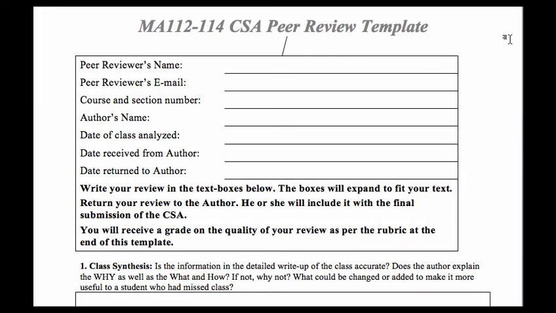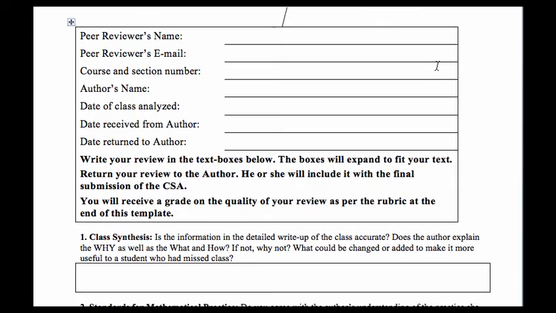Finally, as a peer reviewer, you will be using the CSA peer review template. This again is in Word format, and you will need to use that in order to provide thoughtful feedback to the author about how to improve their CSA. So again, at the top, consistent with the other template, you will see some of the information that you will need to fill in. You will need to write your notes in the boxes that are provided below and return them to the author in a prompt way so that they can incorporate your comments into their final draft.